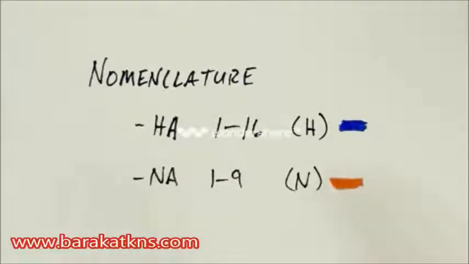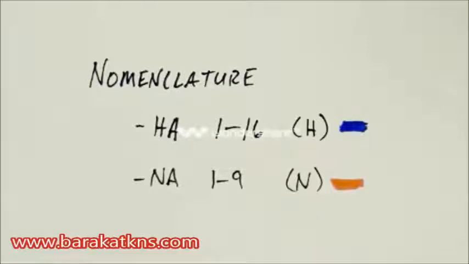H stands for hemagglutinin, which is a protein that's associated with the ability of the virus to infect the host. And there are 16 subtypes that we find in nature. The particular subtype we're interested in is subtype 1. And the other protein, the N protein, is neuraminidase. This has 9 subtypes found in nature, and the one we're interested in is 1.